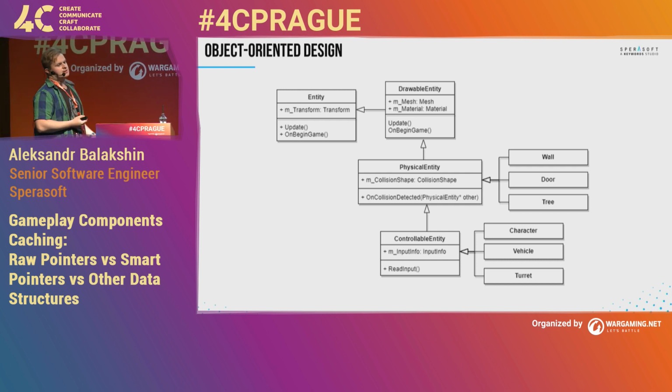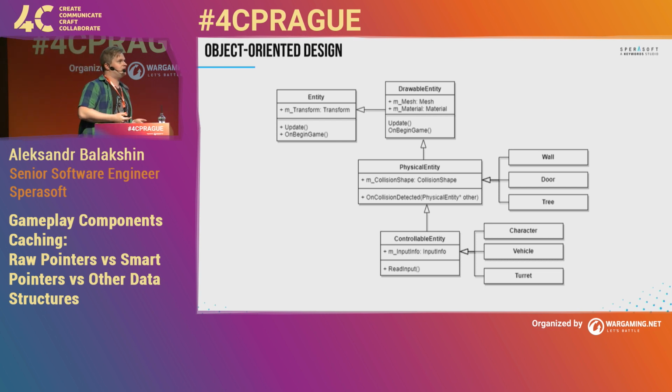Then we have a drawable entity, which we need to draw to represent a visual, maybe some kind of skybox or something that doesn't have any collision. Then we need a physical entity for detecting collisions. So by creating children from this abstraction, we would be able to add objects such as walls, doors, trees, and other obstacles. And for example, if you want to control a game object, to represent a player, vehicle, or turret, we create a controllable entity with input.